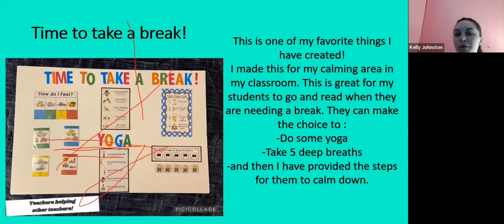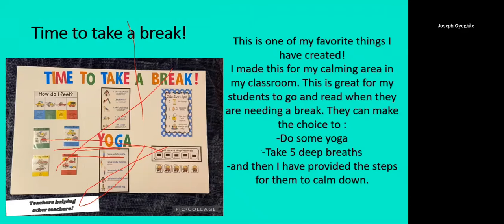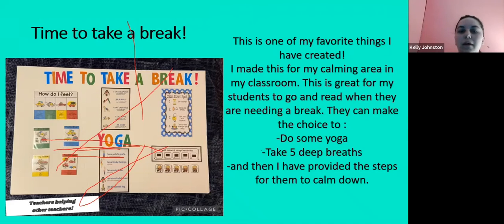I also added some yoga. My kiddos are really huge into yoga right now. So when they are calming down, they can go and do some yoga. Any of the positions really that they want. There's downward dog, there's the tree pose, anything like that. So when they're in that time to take a break, they can do some yoga as well.